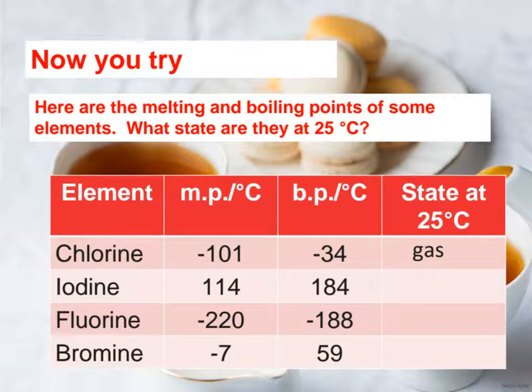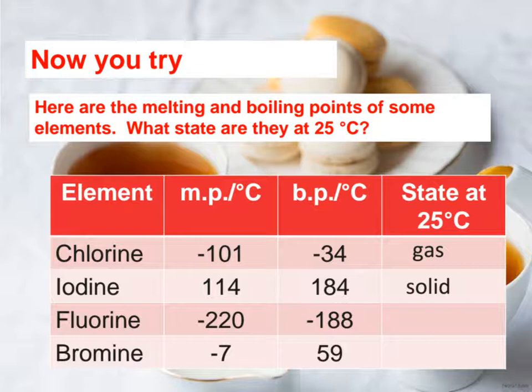Concerning iodine, the iodine will melt at 114 degrees Celsius. So the temperature has to increase to 114 degrees Celsius in order to turn into liquid. 25 degrees Celsius is below 114, below the melting point. So this means that iodine didn't get enough energy to melt at 25 degrees Celsius, and then iodine will exist as a solid at 25 degrees Celsius.